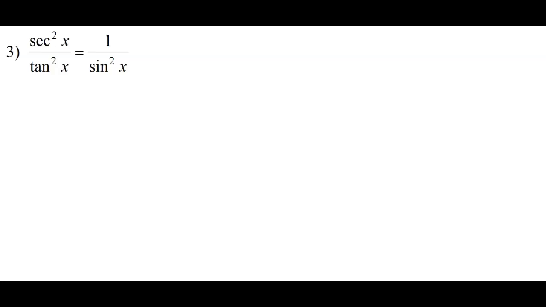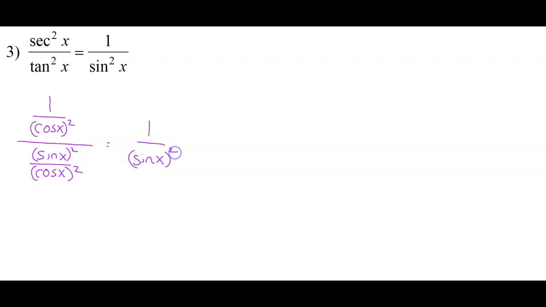All right, so for number 3, the first thing that I would do is I would just change everything to sine and cosine. So the first one would be 1 over cosine of x squared. The bottom one would be sine of x squared over cosine of x squared. The one on the right side is fine already. Just like that. Okay, so my reason for that will be change to sine and cosine.